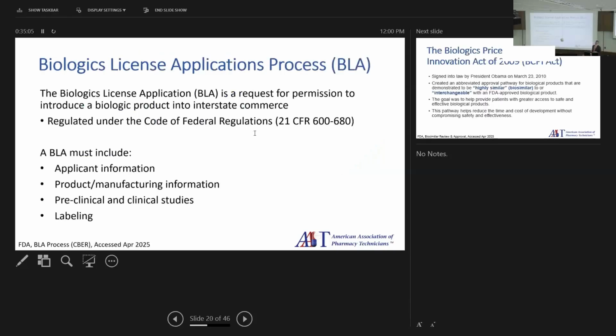And then that biological license application, this is what it includes. This is the request from the manufacturer to be able to enter a biologic into interstate commerce. But it must include applicant information, the manufacturing information and how they're planning on labeling the medication, and then the information from their clinical studies that they conducted.